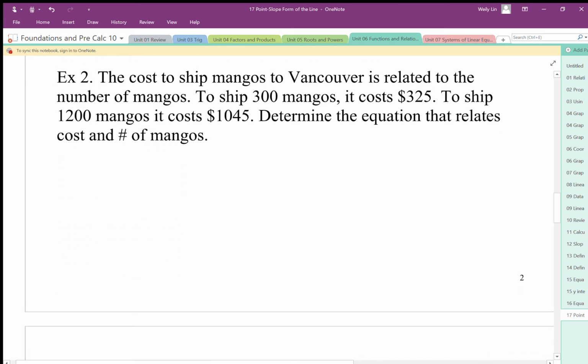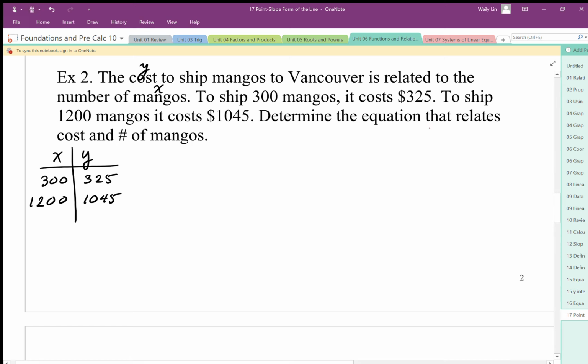So here we have a word relationship. The cost of shipping mangoes to Vancouver is related to the number of mangoes. So the number of mangoes is my input. My cost is my output. I'm going to make a table of values here. So I have 300 mangoes and the cost is $325. 1,200 mangoes costs $1,045.